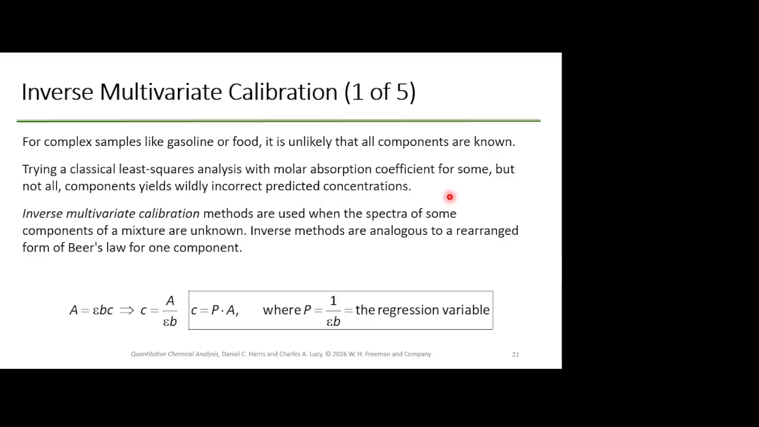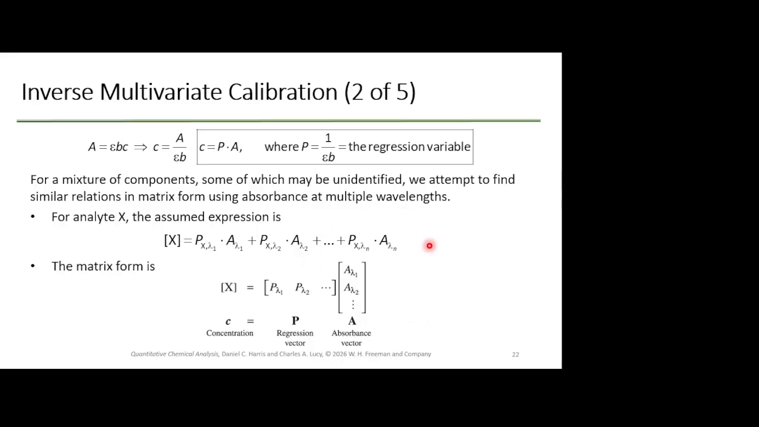So the inverse multivariate calibration method is going to be used for spectra where some of the components of a mixture are unknown. It's analogous to rearranging the form of Beer's law for one component. And so again, this is Beer's law. If we rearrange this, we can put concentration on one side like we did before. This is just another rearrangement of that, where we put P as a variable that represents this 1 over epsilon B. Okay, it's just the regression variable. So we have our regression variable that we've listed here.